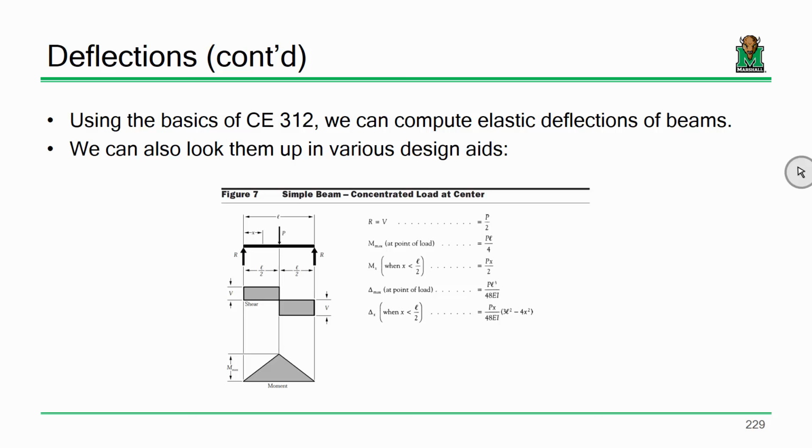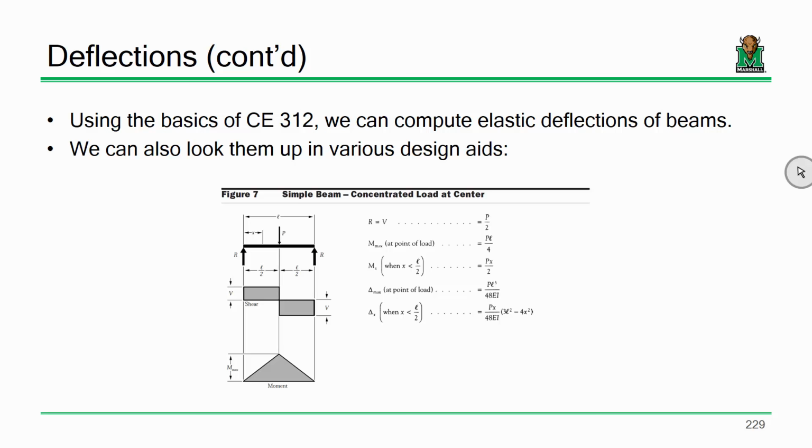You all remember those design aids I gave you? They came from the American Wood Council, and they had moments and shears and so on. They also have deflection. So if we're looking at a simply supported beam with a point load at midspan, its maximum deflection is PL cubed over 48 EI. It's there. I've given you deflection formulas for fundamental, simple cases. So use them. Make sense?